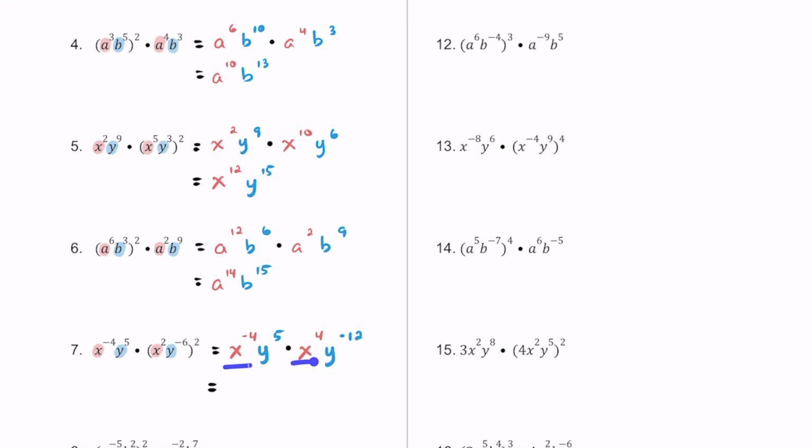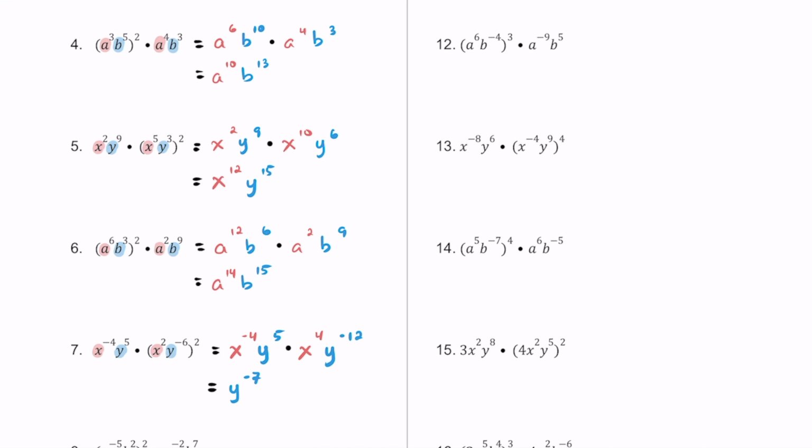And then multiplying x to the negative 4 times x to the positive 4, we can add those exponents of negative 4 and positive 4 to get 0. Now keep in mind, x to the 0th power is just equal to 1, so we don't need to write it. Okay, but then if we go ahead and multiply this y to the 5th power times y to the negative 12th power, adding 5 plus negative 12, that's negative 7. So our answer here is going to be y to the negative 7th power.